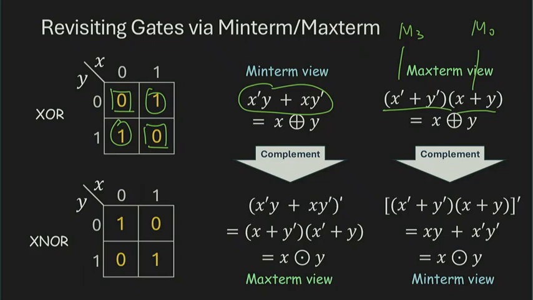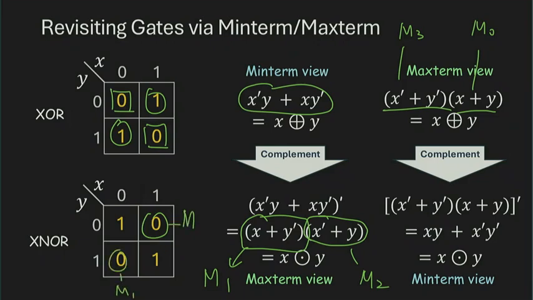So this term, x plus y prime, what is the maxterm index for that sum term? What is the index of the maxterm? That is maxterm number 1. This one is maxterm number 2, which are maxterm number 1 and maxterm number 2, respectively. Again, when we apply this Boolean algebraic transformation by inverting the XOR expression, we do get a valid, reasonable maxterm expansion of the XNOR gate.